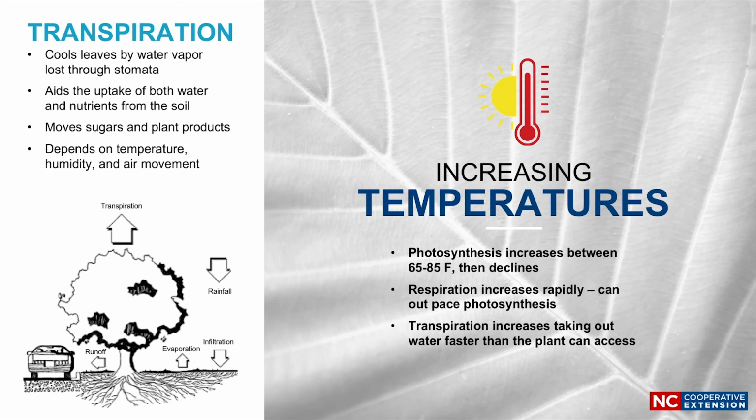Photosynthesis increases between 65 and 85 degrees, then it declines. Respiration increases rapidly and can outpace photosynthesis, so it can continue and ultimately may use more energy than the plant produces. Transpiration increases and can take out water faster than the plant can access it, so the plant may dry out or desiccate.